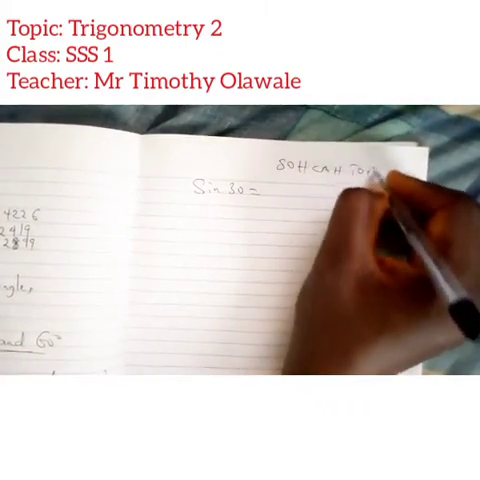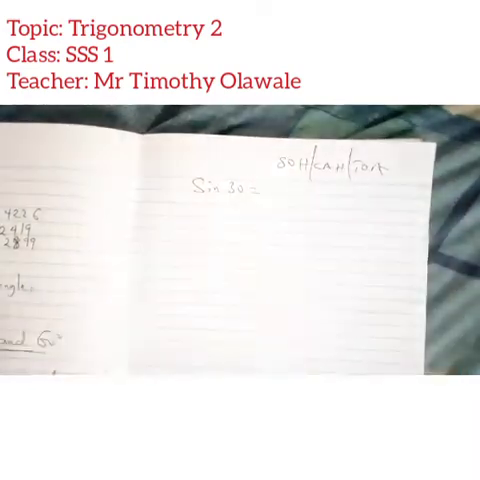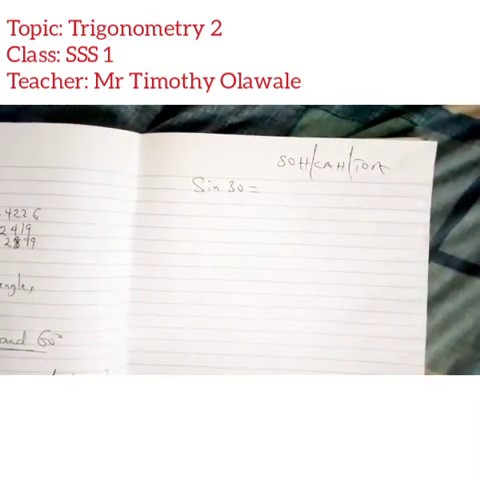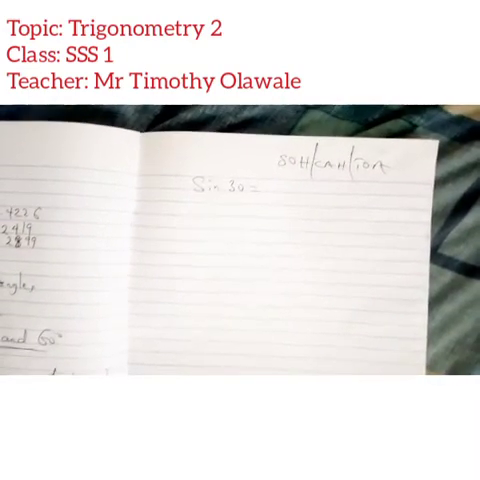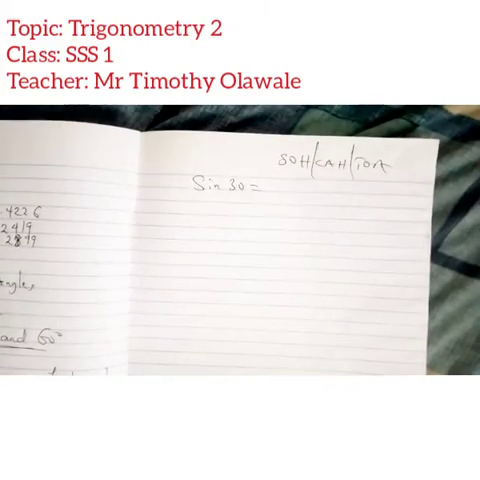I taught you last class. Sine is opposite over hypotenuse, cos is adjacent over hypotenuse, tan is opposite over adjacent. So sine 30 equals what?